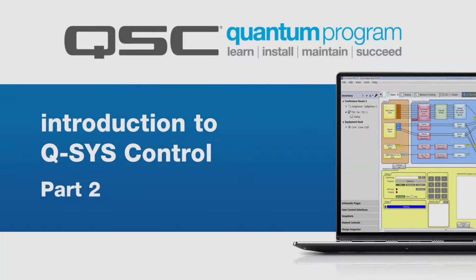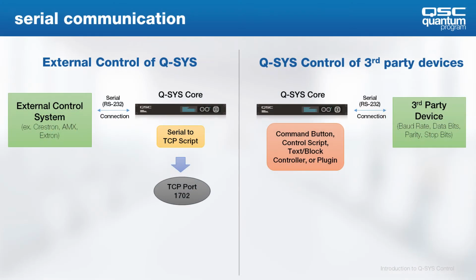Welcome back. Let's walk through the two-directional serial communications. First, incoming serial communication from a third-party controller is received by a serial to TCP script, and then the script talks to Q-SYS virtually via Ethernet. Alternatively, when Q-SYS needs to send control commands out to a third-party device, the control component in your design can connect directly to the serial port on your Q-SYS system.